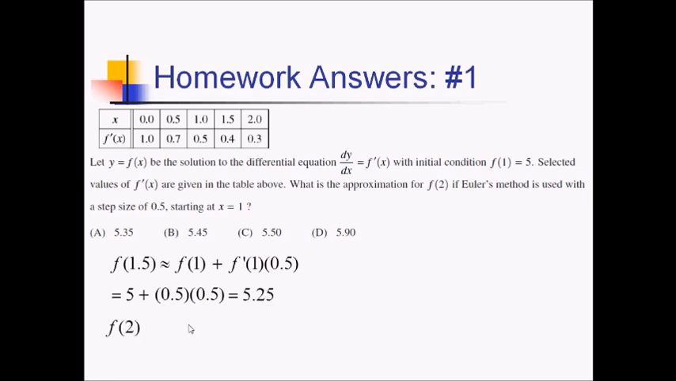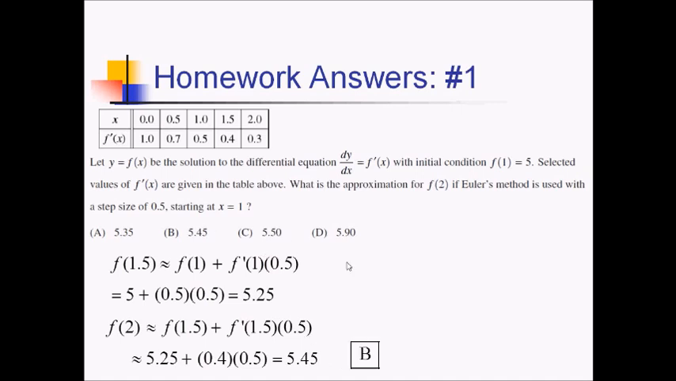So f of 2, that's going to be our approximated value at f of 1.5 plus f prime of 1.5, which we can look up in the table, times our step size, which is still 0.5. So f of 1.5, we just approximated that to be 5.25. And then f prime of 1.5, that's in the table here, that's 0.4. And then we still have our step size of 0.5. So this comes out to 0.2 over here. So we have 5.25 plus 0.2, which is 5.45. So careful adding those decimals. And that ends up giving us choice B.